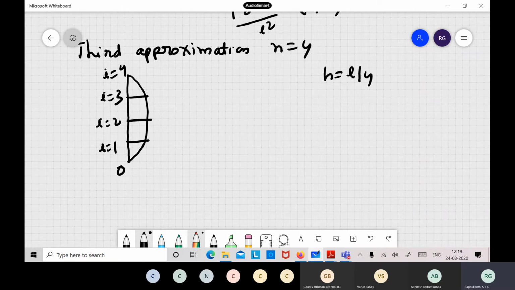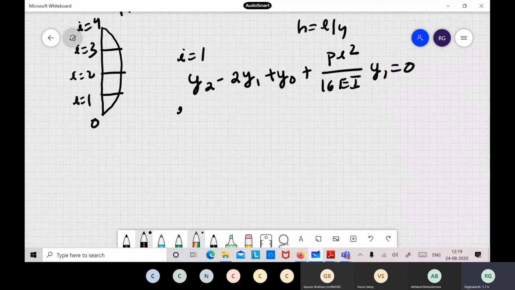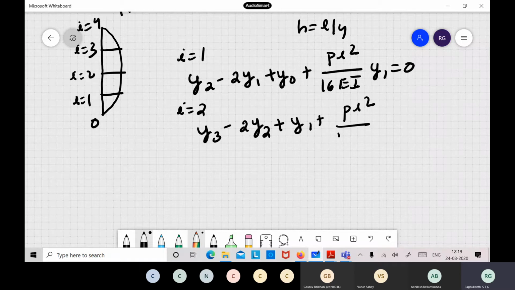Now we write our equation at i equal to 1. It's just a substitution: y2 minus 2 times y1 plus y0 plus PL square by 16 EI into y1 is equal to 0. And of course for i equal to 2 we can also write our equation: y3 minus 2 times y2 plus y1 plus PL square by 16 EI into y2 is equal to 0. So you get this expression.